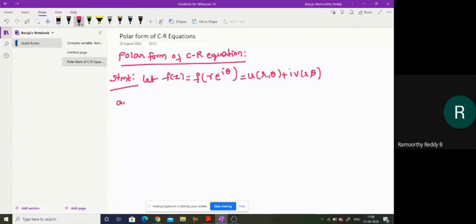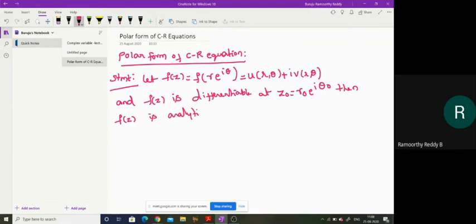And if f of z is differentiable at z naught equal to r naught e power i theta naught, then f of z is analytic if it satisfies dou u by dou r is equal to 1 by r dou v by dou theta, and dou v by dou r equal to minus 1 by r dou u by dou theta.